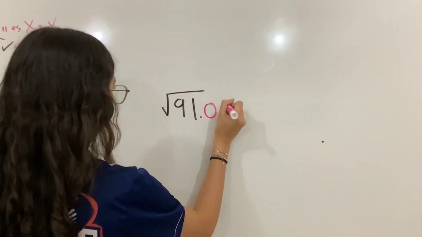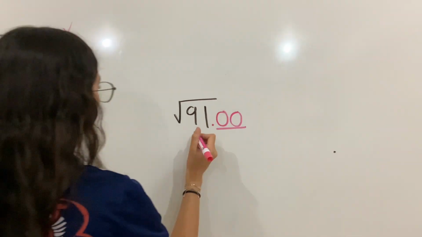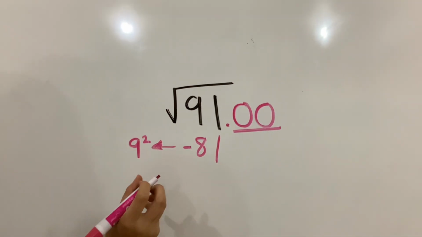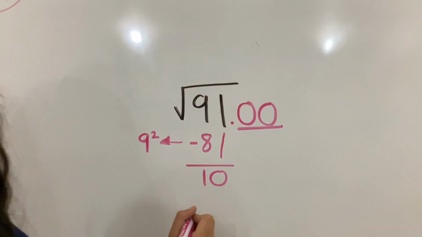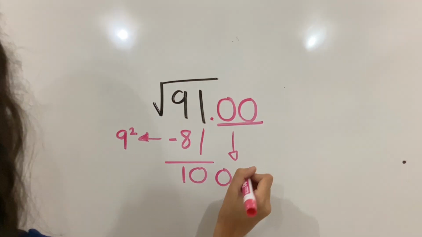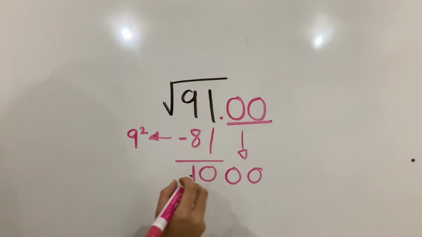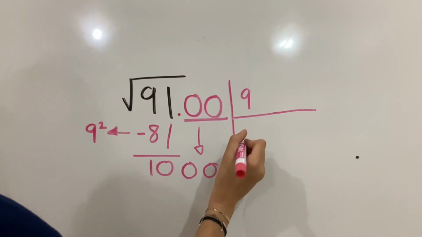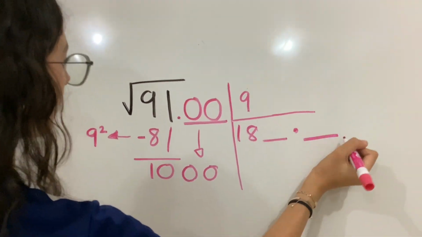For our second example, we have a decimal answer. Which number multiplied by itself will give us something near 91? The answer is 9 times 9, because it's 81. We do the subtraction and add the 0 to the 10 to make it 1,000. Then the 9 is part of the answer and we multiply by 2 to make it 18. But we will add a number to make it 180.